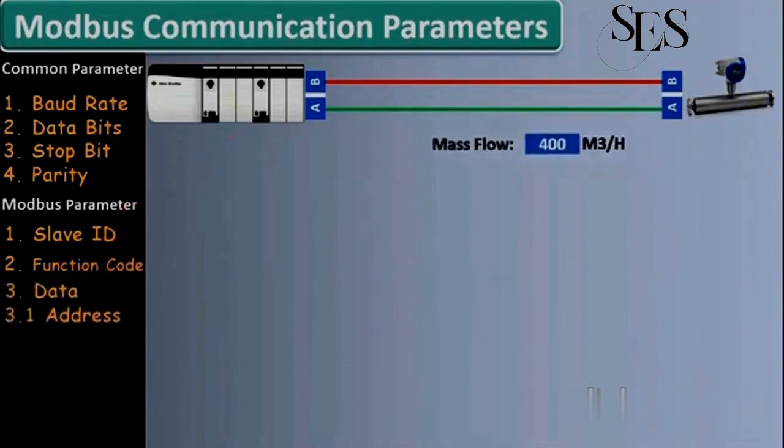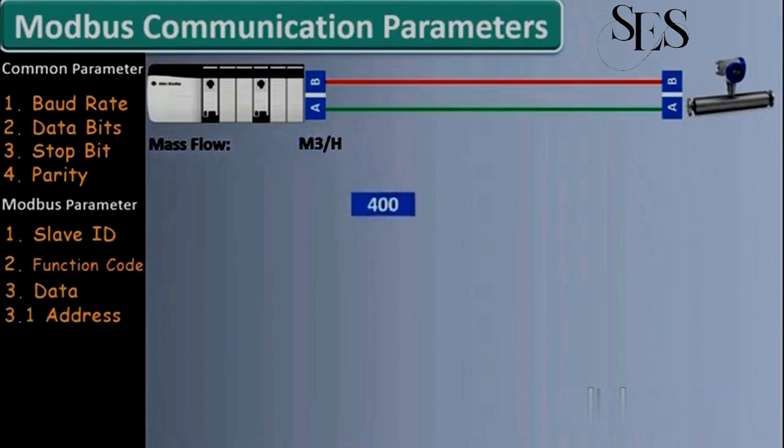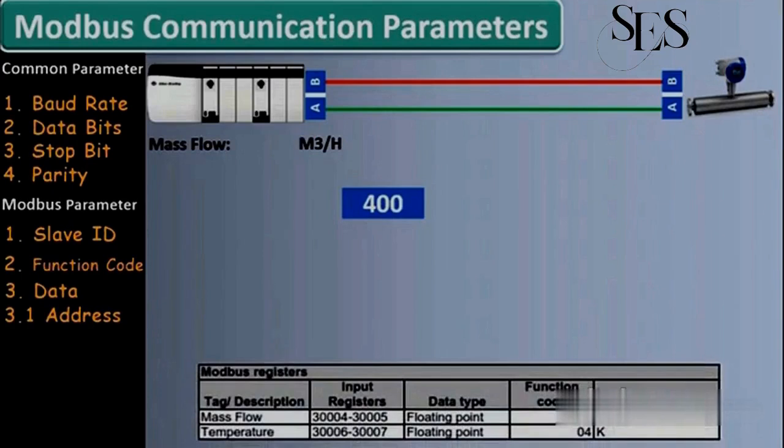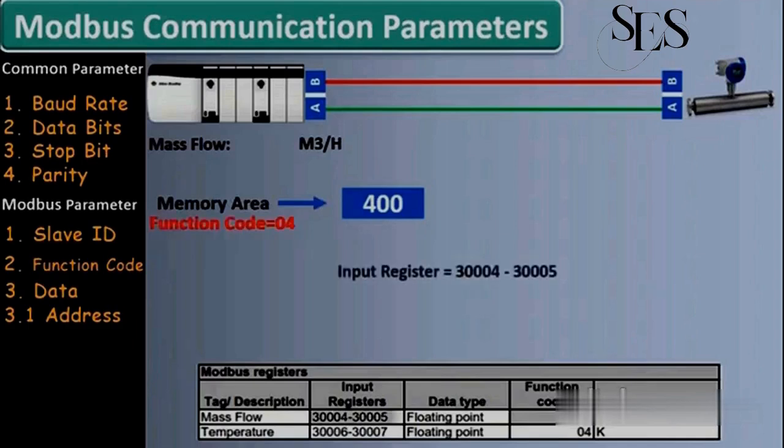To clarify more about the function code and data address, we will come back to the example which we explained earlier. For defining this mass value in the master device, the flow meter vendor has provided a chart in which you can see that for memory area definition they have provided a function code which shows that it exists in the memory area of input register.